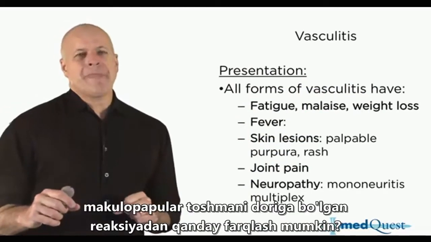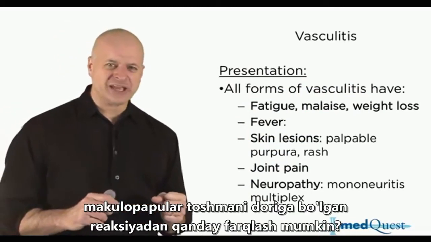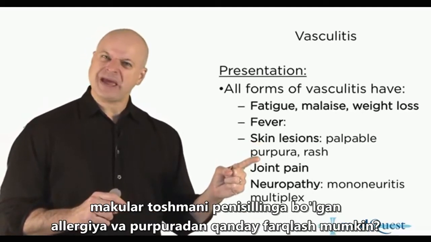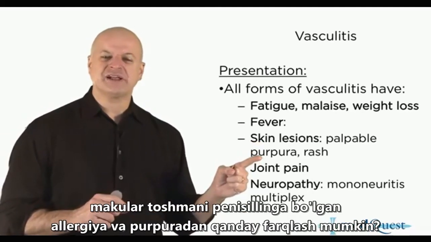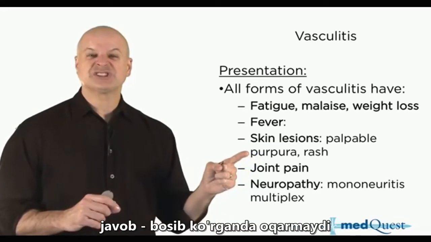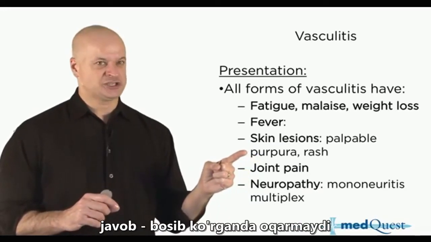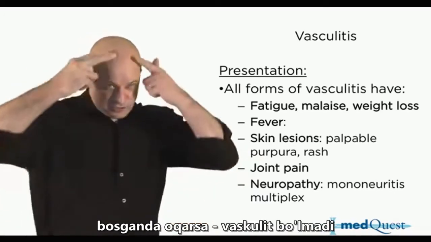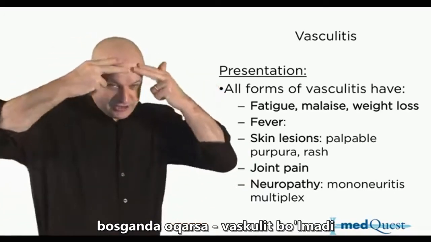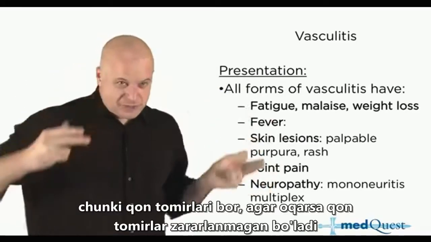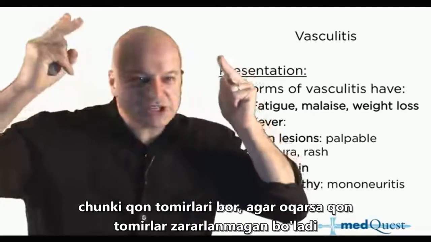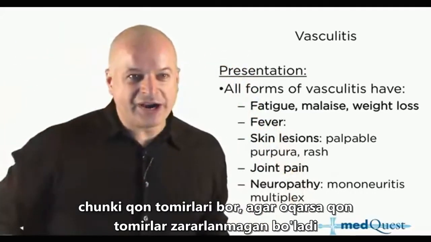What's the difference between the macular rash of a drug reaction, like a penicillin allergy, and a purpura? The answer is blanching. See, when I press, my skin turns white. That's blanching. It's not a vasculitis, because my blood vessels are intact.